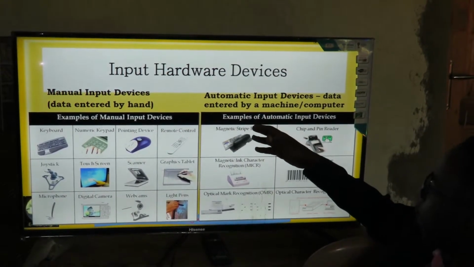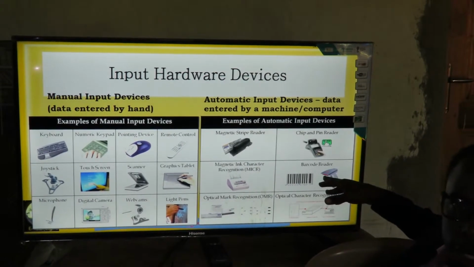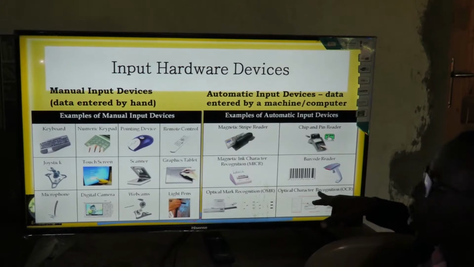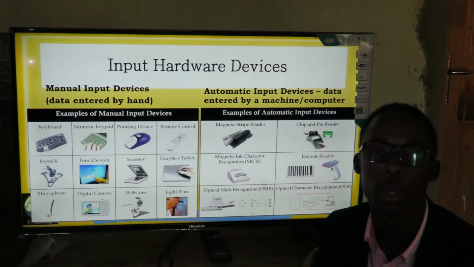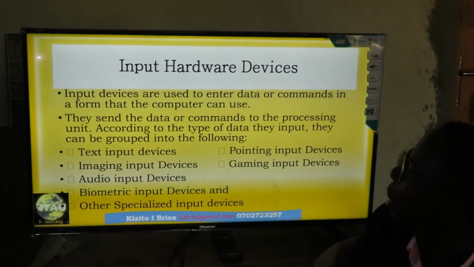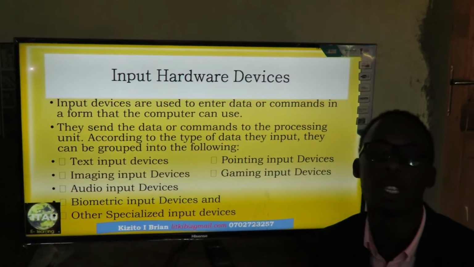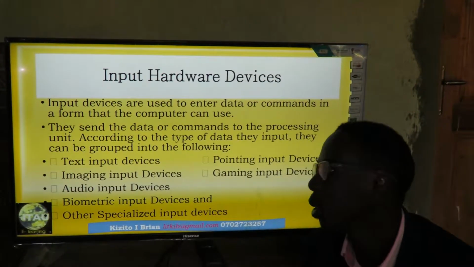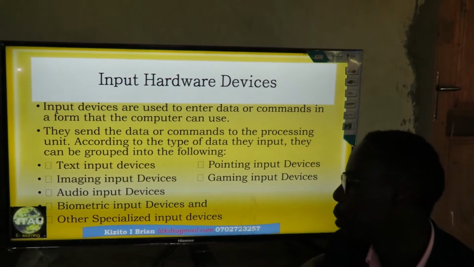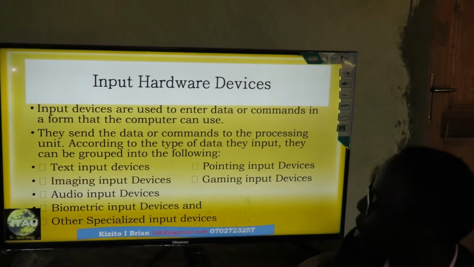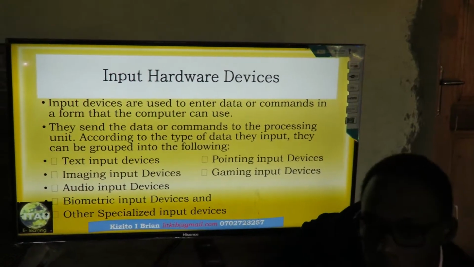Whereas on the other side, automatic input devices, you look at a magnetic strip card reader, the barcode readers that are used basically in supermarkets, the optical character recognition devices. These devices have automatic data entry into the computer. Input devices are further grouped into other categories based on the type of data that they enter into the computer. Basically, we shall look at the text input devices, the audio input devices, the video input devices, biometric devices, and the gaming devices or pointing devices.